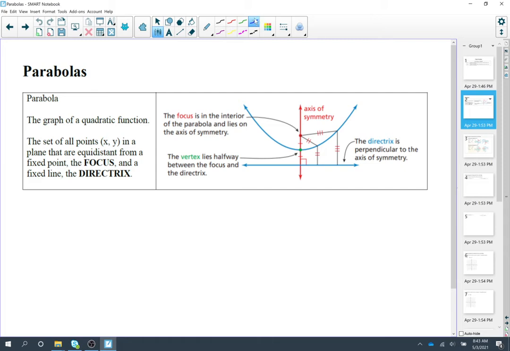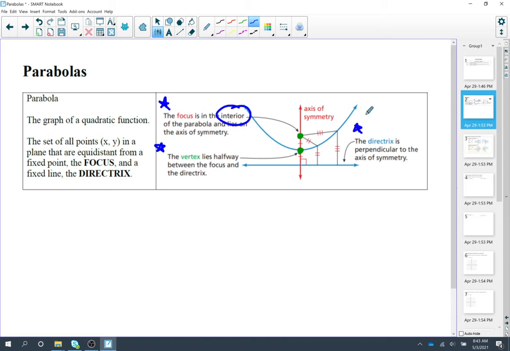The two new things that are really going to pop up here are, first of all, this thing called the focus. The focus, first of all, is on the interior of the parabola, and it lies on the axis of symmetry. So we already know what the vertex is. The vertex is right there at the bottom of our U-shaped graph, our parabola. And then the focus is a point that sits on the inside of our parabola. The other thing that's going to be new to us is over here, the directrix.